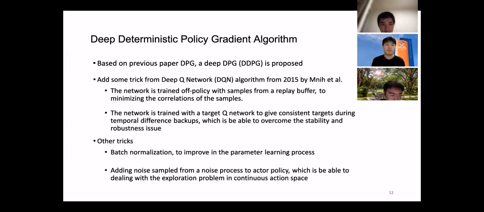The authors also implement several other tricks in the algorithm. One is batch normalization, which is quite normal to use now, but in 2015 it was also a quite new feature to implement. Another is adding noise sampled from a noise process to the actor policy, which is able to deal with exploration problems in continuous action space.